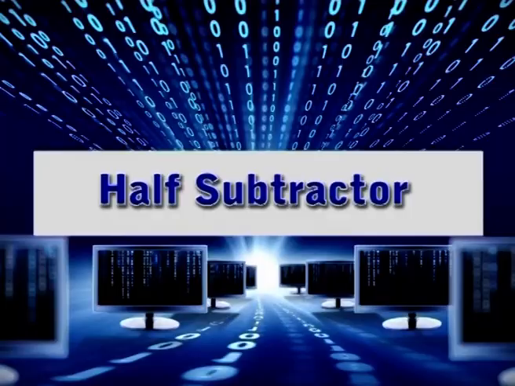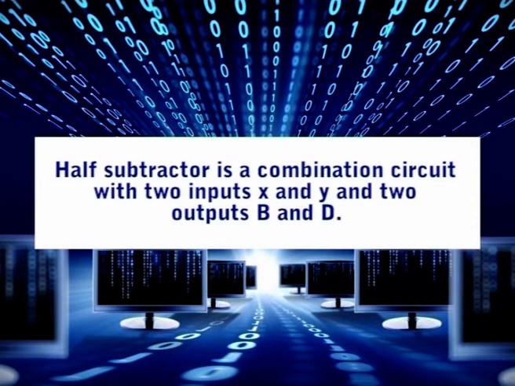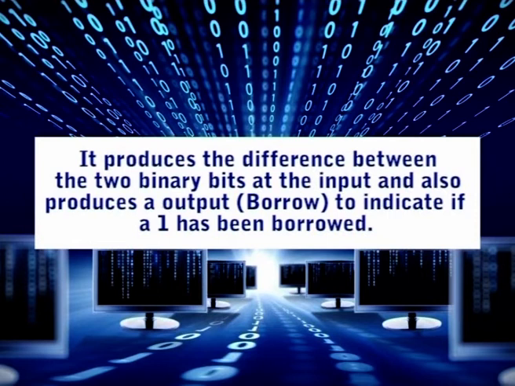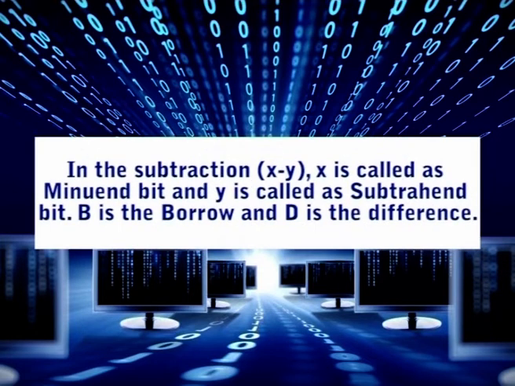Now, let us study half subtractor, which is another combinational circuit. Half subtractor is a combination circuit with two inputs x and y and the two outputs b and d. It produces the difference between the two binary bits at the input and also produces an output borrow to indicate if a 1 has been borrowed. In the subtraction x minus y, x is called as minuend bit and y is called as subtrahend bit. B is the borrow and D is the difference.